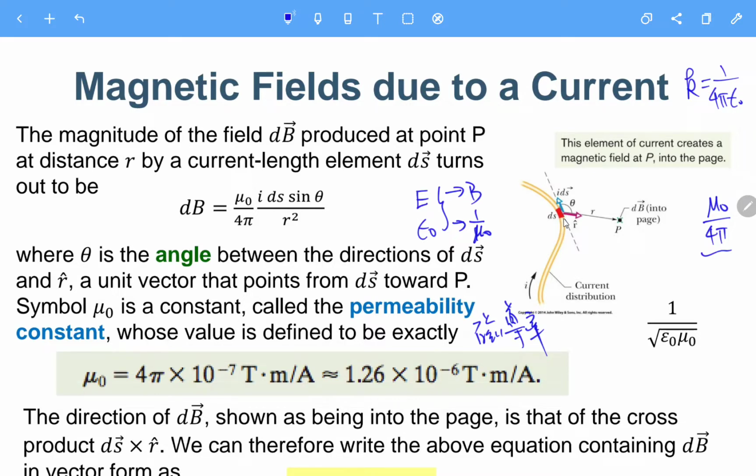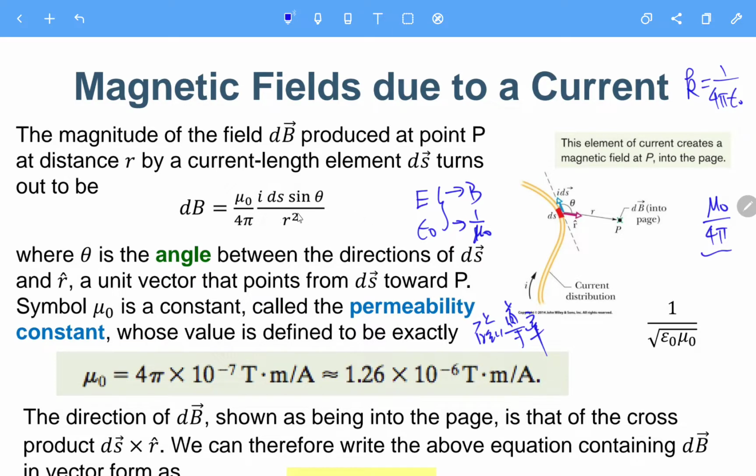And then R is the vector from the ds. Because this segment is so short, you can consider it a dot. So we can connect this dot with this dot, and then the length is a vector, and the direction is from ds to this point P. And then R hat is the unit vector.